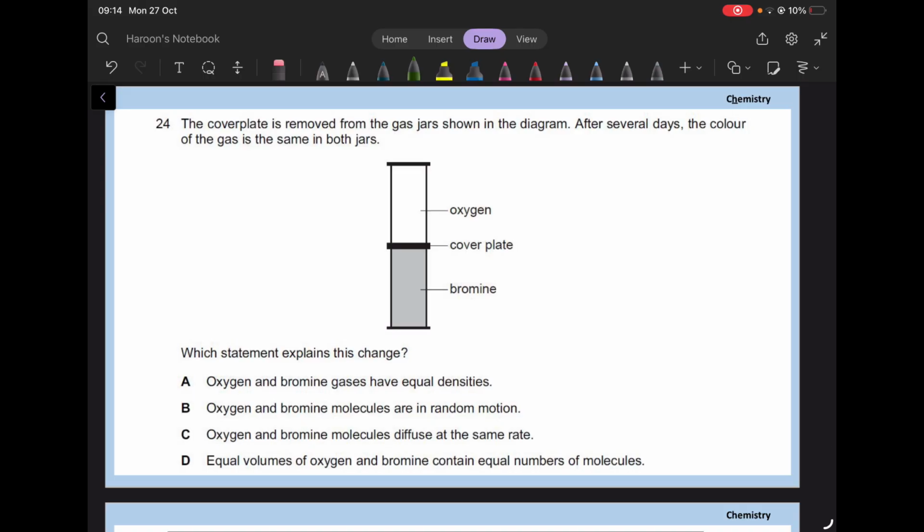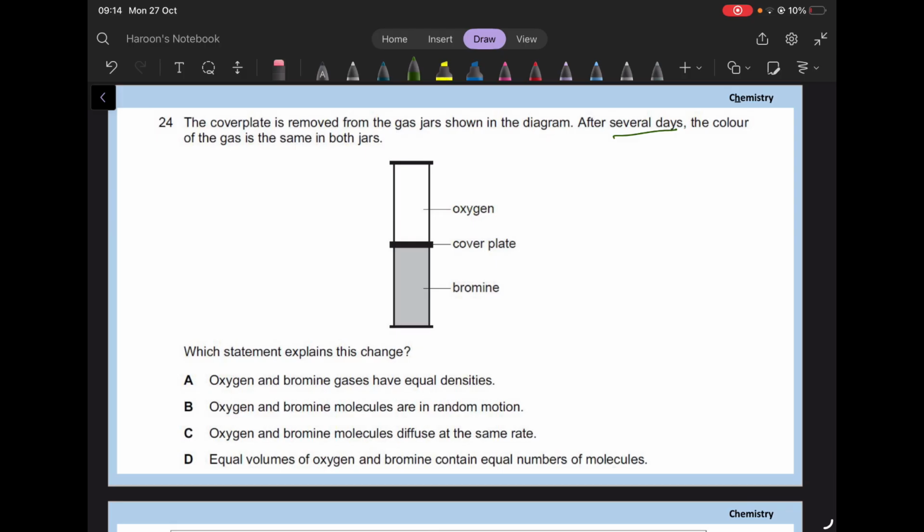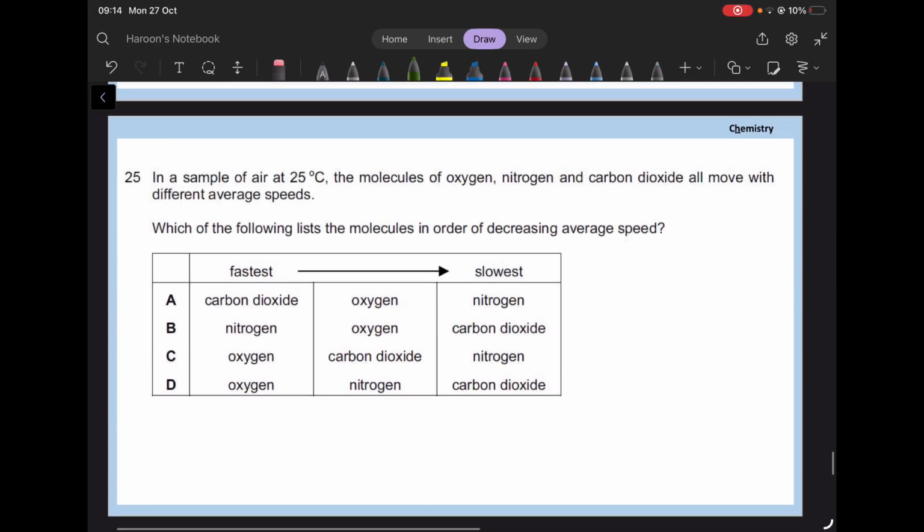The cover plate is removed from the gas jar shown in the diagram after several days. Several days, so we give it enough time. The color of the gas is the same in both jars. Which statement explains this change? This must be due to diffusion, and diffusion occurs due to kinetic particle theory, that is random movement of particles in all directions. So B is what explains the kinetic particle theory, random motion of particles.